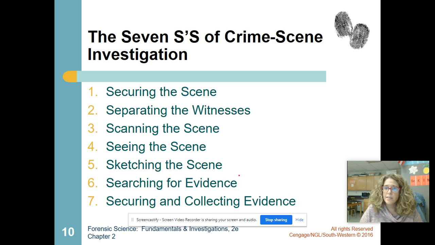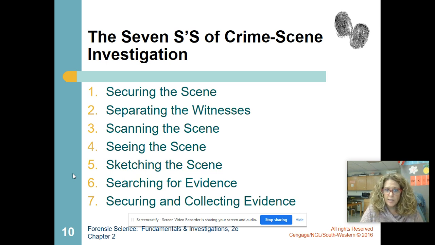And so the 7 S's of the crime scene. These all start with S. Securing the scene. That's the first thing you have to do. You have to make sure that no one is entering or exiting that scene without being documented. And you want to make sure you preserve that scene. Separating the witnesses. You don't want your witnesses corroborating stories. You're going to scan the scene. That's that once over, taking a look around and trying to make a plan.